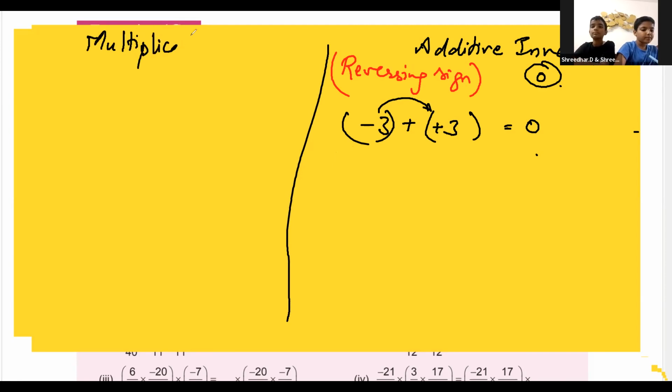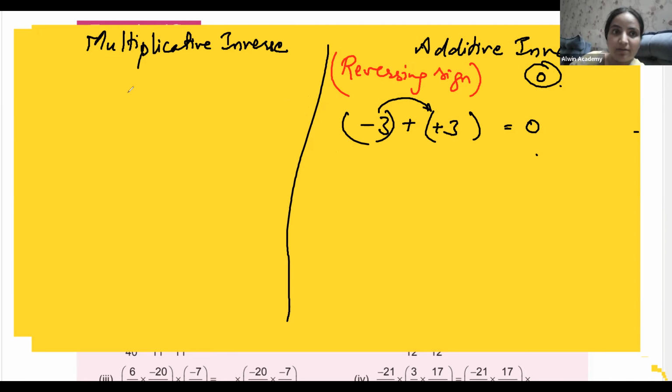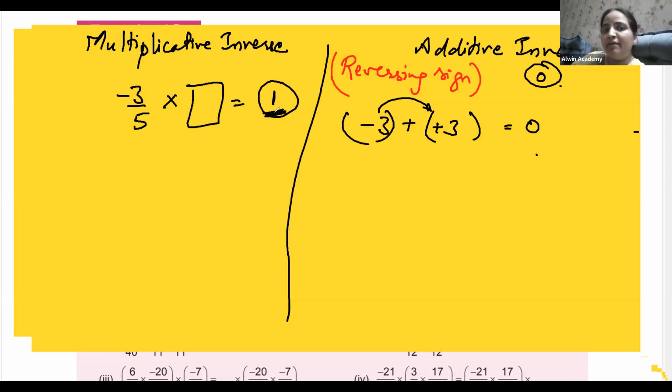And for multiplicative inverse, what do we do? Ma'am, we flip the number. Very good. If it is -3/5, I am asking what it should be multiplied with to get 1, because multiplicative identity is 1. So whenever you ask for its multiplicative inverse, you are flipping the number, keeping the negative sign, if there is any, in the numerator only.